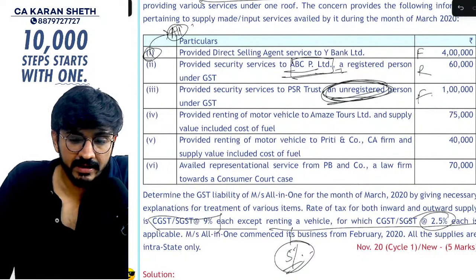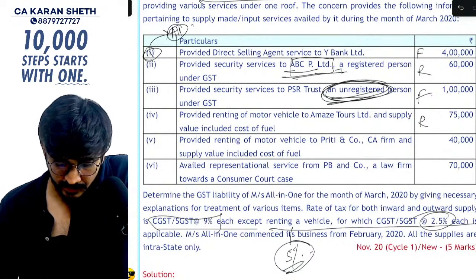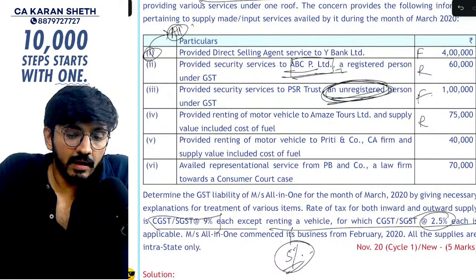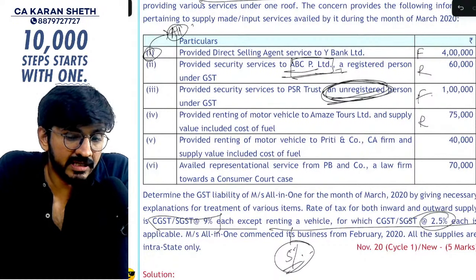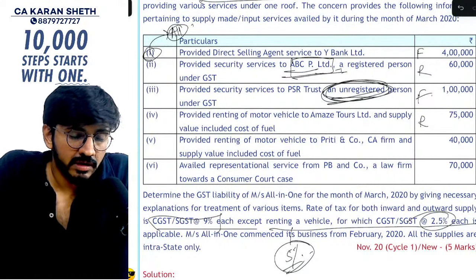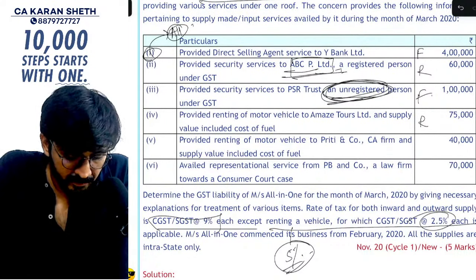That's absolutely correct. It will be RCM. Because supplier is other than body corporate, recipient is a body corporate. Renting of motor vehicle service, cost includes cost of fuel, RCM.